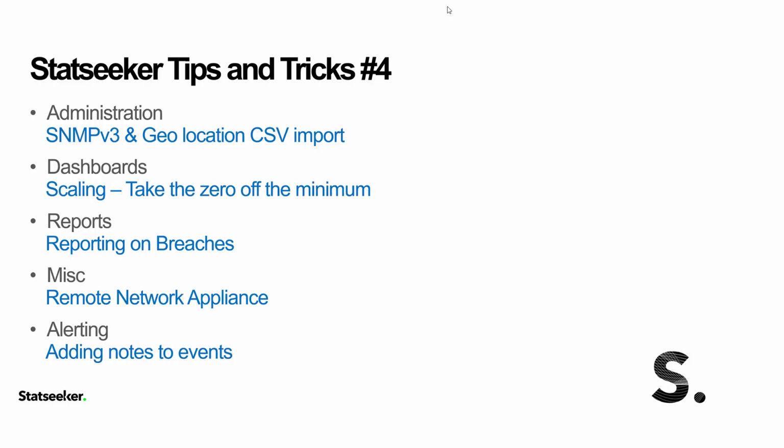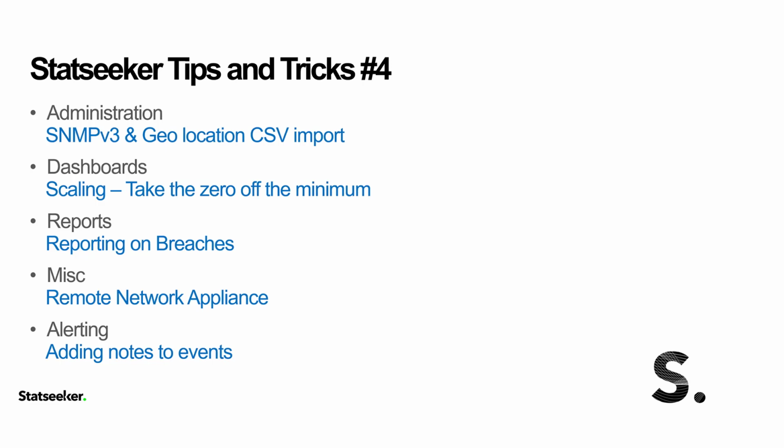So these are the topics that we'll be covering in this session: updating StatSeeker configurations via CSV import, improving data visibility through scaling options in the dashboards, reporting on threshold breaches, the StatSeeker RNA, and adding notes to the network event records. Let's jump straight in. So a couple of places where we use CSVs to import bulk data to update your StatSeeker configuration.